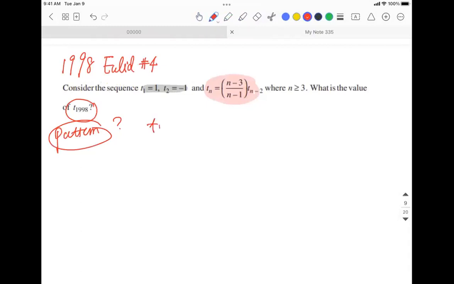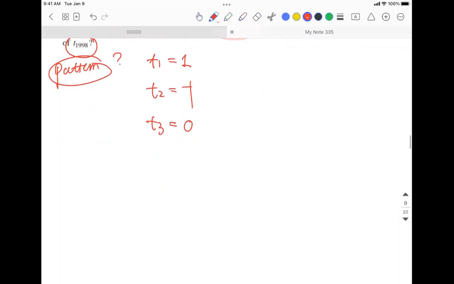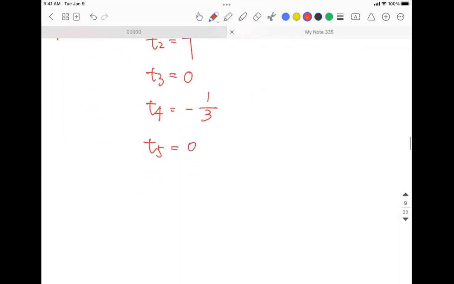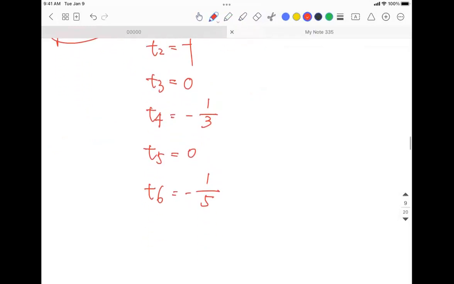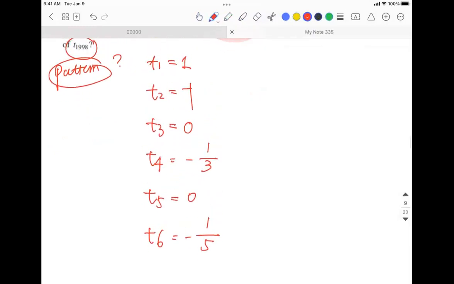So t1 is equal to 1. t2 is minus 1, that's it. t3 is what? 0, right? You just plug in the value. t3 and t1 have a relationship. Plug in the value. t4 is minus 1 over 3. t5 is 0. t6 is what? Minus 1 over 5. Okay, so all the way comes to here.